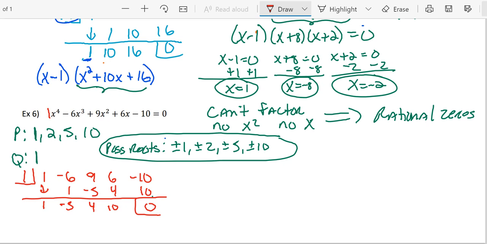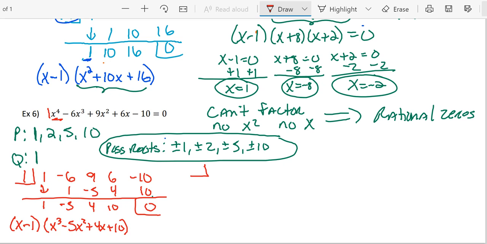So again, let me explain. What I'm going to put as my binomial will be x minus 1. Since the solution was 1, I write it in the opposite form here. And then I go down a power, so this was x to the 4th, which means I'm dealing with x cubed minus 5x squared plus 4x plus 10. Now, I could have looked at my graph and got some ideas of what to try, but I'm just going to keep trying things.